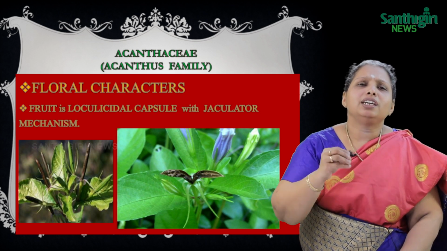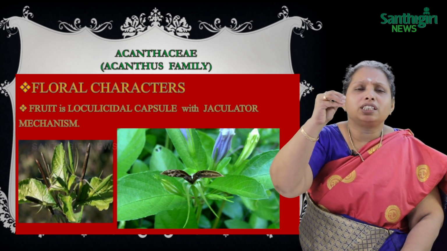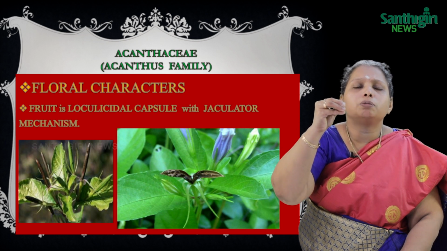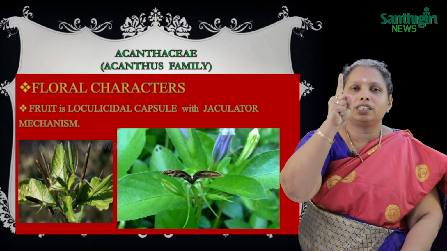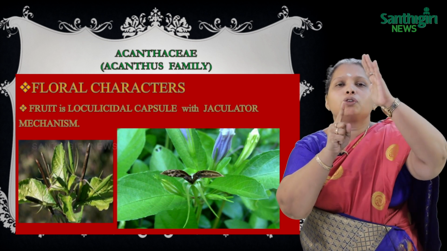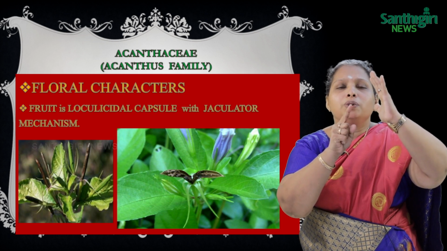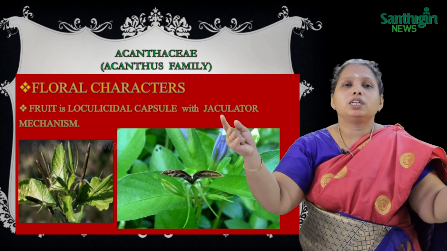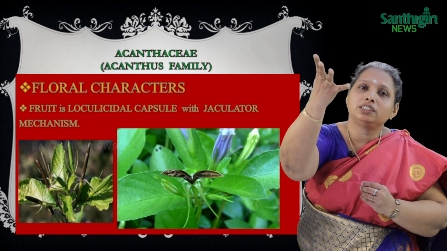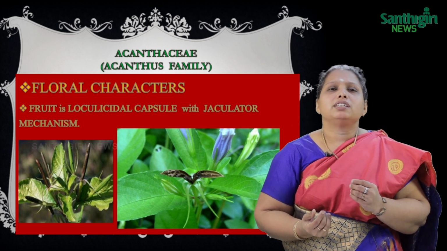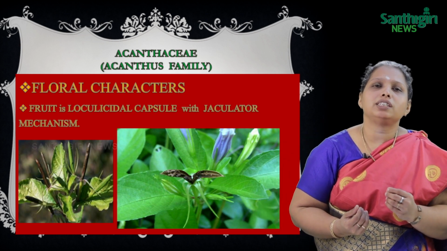When the fruits are moistened, the retinacula or jaculators absorb water. Therefore the curved funicle becomes straight and presses against the fruit wall, and the fruit wall breaks with explosive violence, and the seeds are jerked out and dispersed. That is the jaculator mechanism.